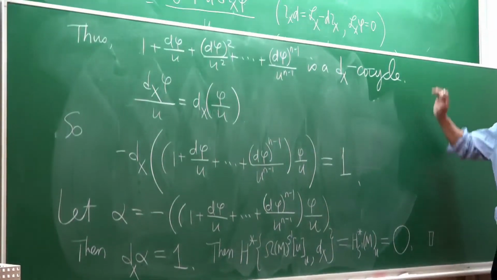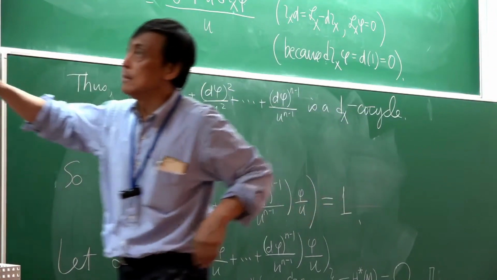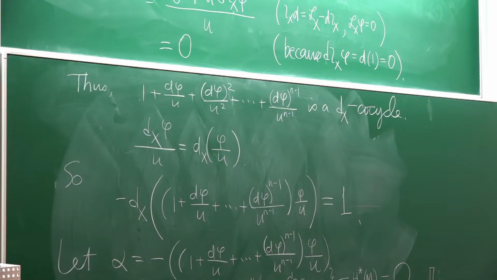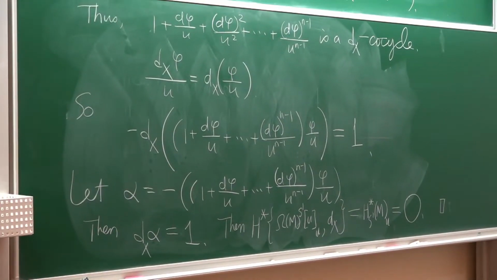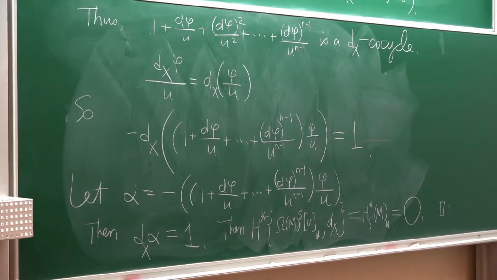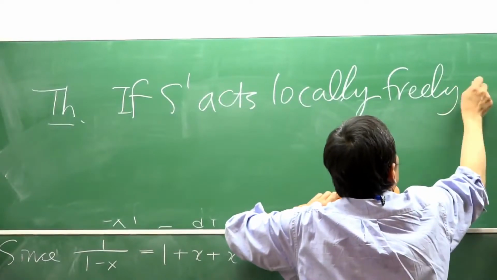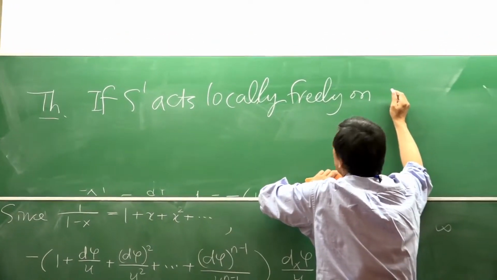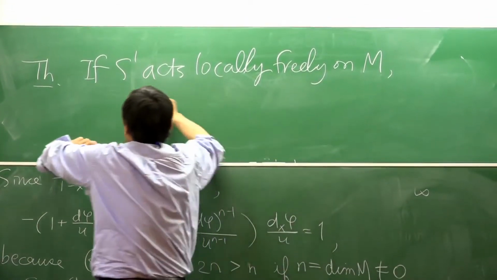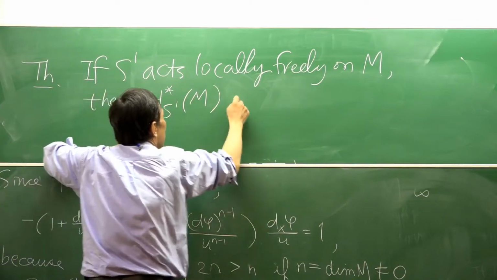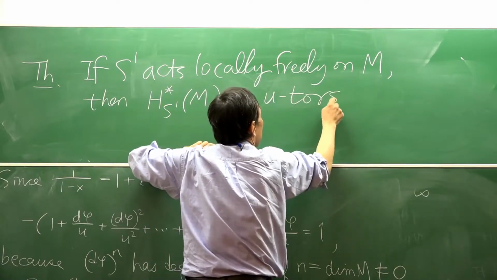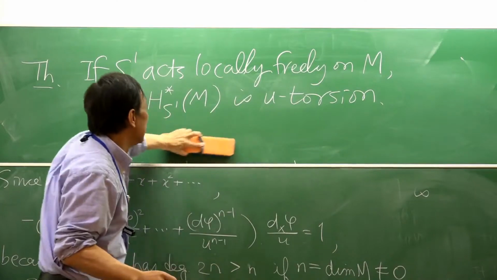Okay? So let's state the theorem again. So therefore, we have the theorem: if S1 acts locally freely on M, then the equivariant cohomology is U torsion. Okay? Yeah.